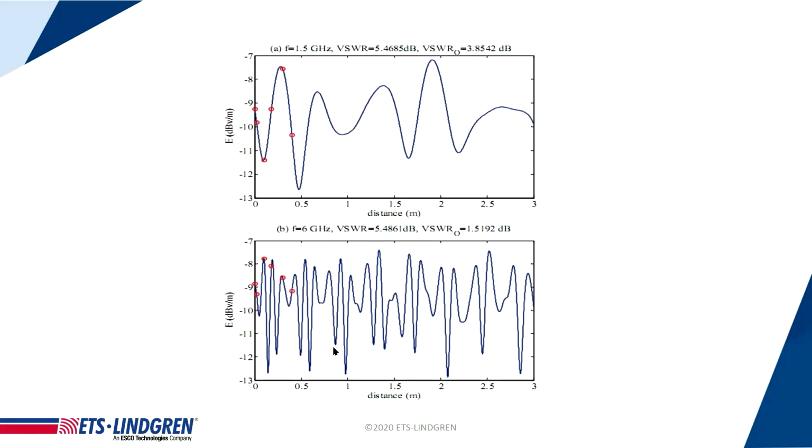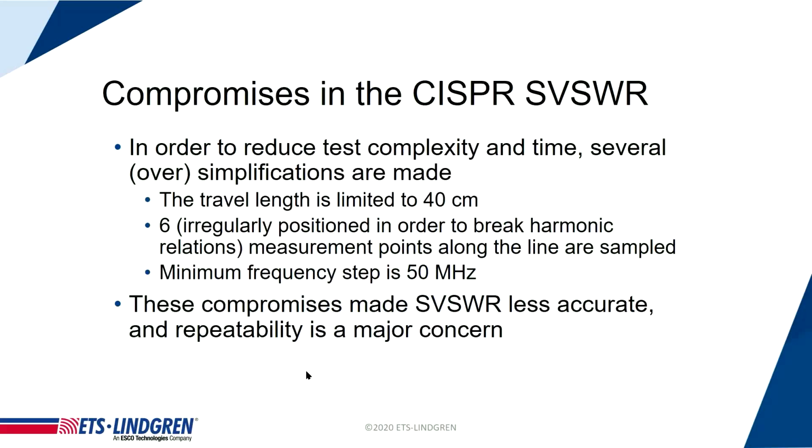The problem with the traditional site VSWR method is that you're using those 6 points and trying to capture the true maximum and true minimum of that standing wave. It's a really difficult situation to be in, and most of the time you don't truly get that peak maxima and peak minima. As a result, you don't really capture the maximum standing wave. That's why one of the biggest issues with the traditional method is that your site VSWR is undersampled and the value is overly optimistic. So that's a compromise in the CISPR site VSWR method.